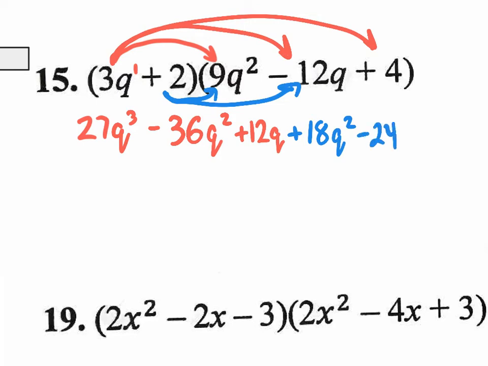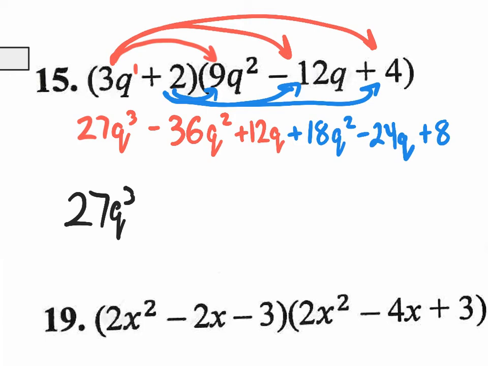Negative 24q. And the last one, 2 times 4, what's that? 8. Okay, so notice right here, I did not line them up one on top of the other. So right here, I really do need to use different symbols to show how I'm going to combine the terms that look alike. So I am going to go with, first of all, 27q to the third. There is no other term that has a cube or a third power. So I just bring that down as the first part of my standard form answer.